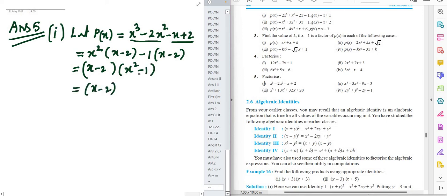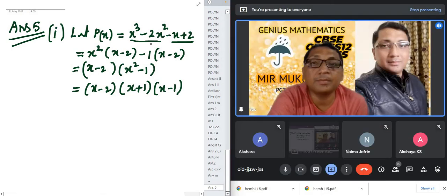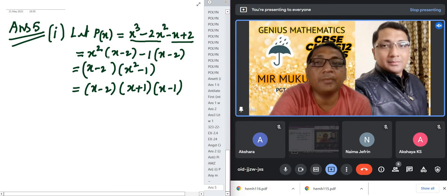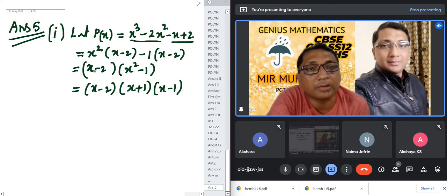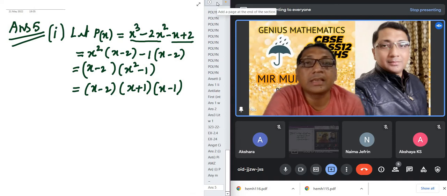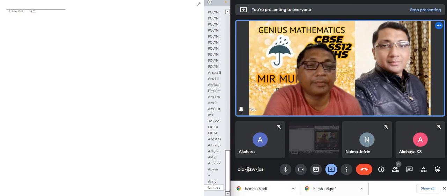X minus 2. Again we can factorize x square minus 1. That is x plus 1 into x minus 1. So easily we did this because group wise in class 8 you did. If four terms are given, from first and second if you will take common, and from third and fourth if you will take common, if you are getting same factor, then easily you can factorize. Got my point? But in second question it will not be like that.